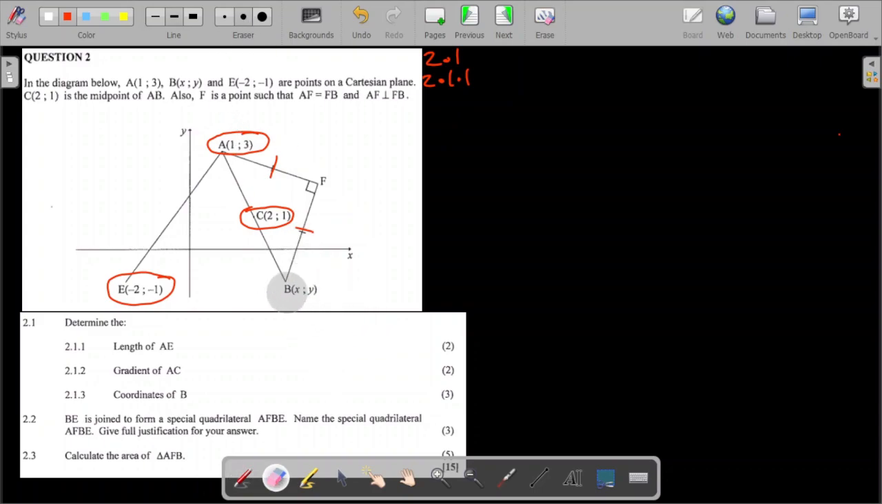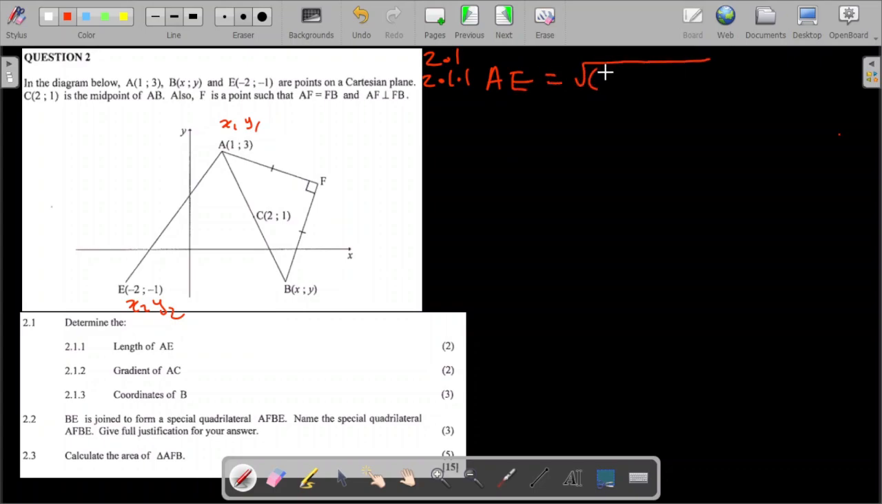Here they're asking us to calculate the length of AE. So calculating the length of AE, where's my E? Here I can say this is my x1, y1. I can say this is my x2, y2. AE is equal to the square root of (x2, which is -2, minus x1, which is 1) squared, plus (y2, which is -1, minus y1, which is 3) squared. And if you punch this into your calculator, it's going to give you 5, which is my 5 units as the length of AE.